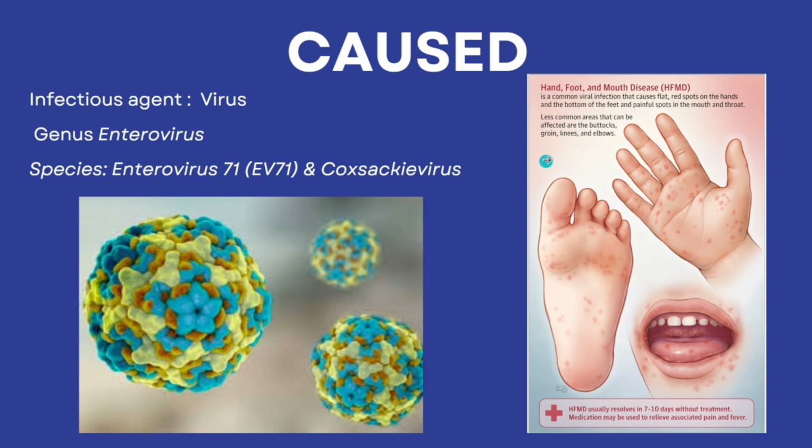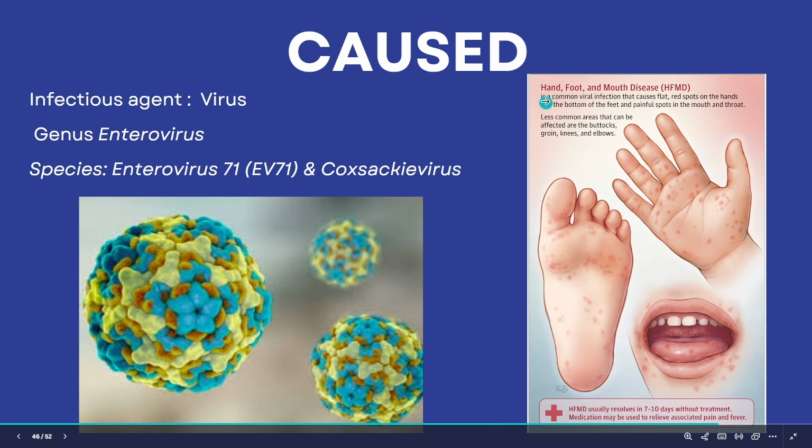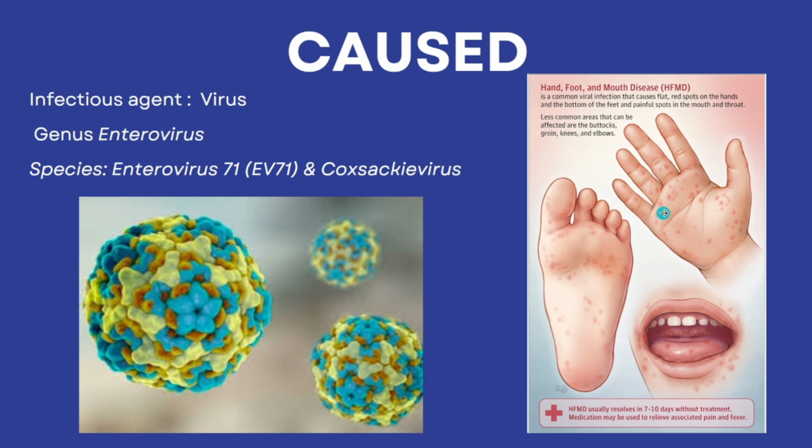EV71. So these are the symptoms. You can see when a person gets this kind of disease, your mouth, your hands, and your feet will have spots. So that's why it is called hand, foot, and mouth disease. It will infect your hands, feet, and mouth. You will get red spots, and the bottom of the feet has painful spots, and also in the mouth and the throat.